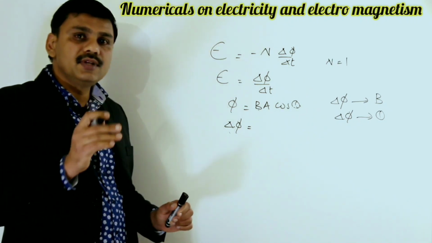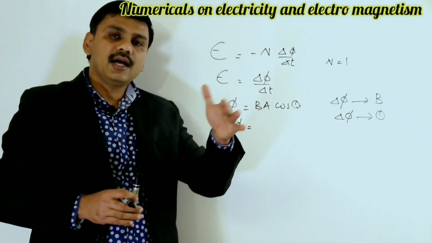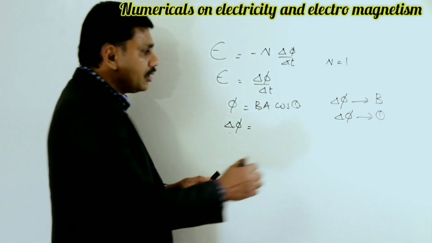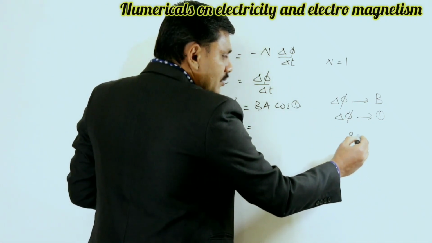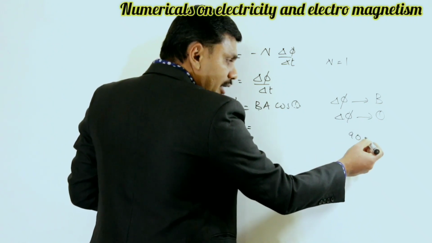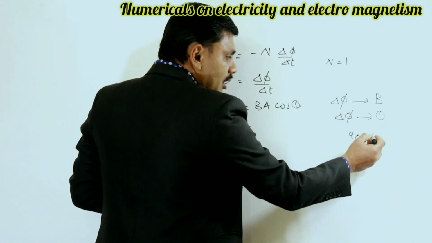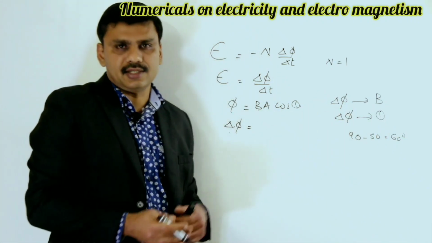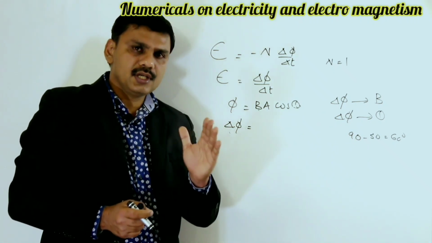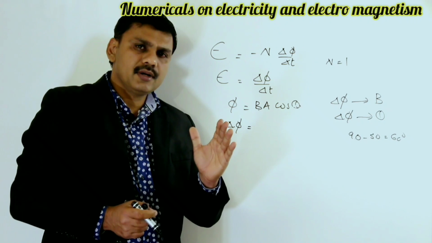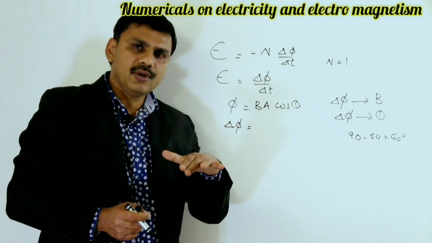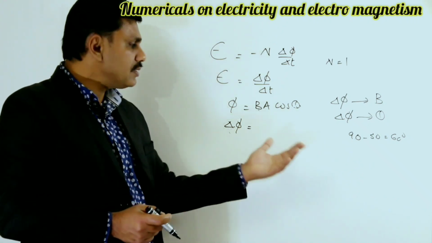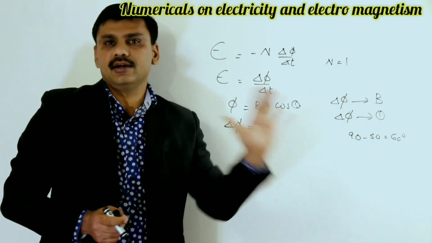In most questions they will give the angle between the normal of the coil and the field. Then you can directly substitute. Otherwise, how do you take the angle? Take the difference between the angle and 90 degrees. If it is given as 30 degrees, you take 90 minus 30, which is 60 degrees. Otherwise, you take it directly as 30. So always check the question. If the angle is given between the normal of the coil and the field, you can take it directly. Otherwise, take the difference between 90 and the given angle.